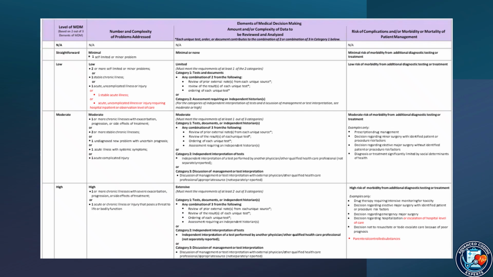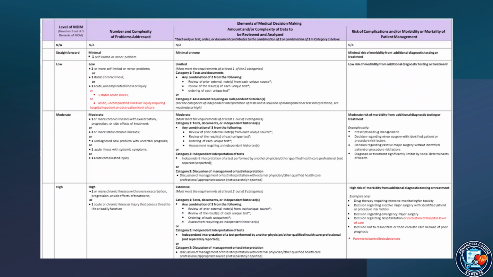Here's the actual MDM table that is used to determine all levels of evaluation and management. On this slide, we have taken everything that we've reviewed on the previous slides and put them all together into one. Here you can see how the buckets are divided up in each column and row. Let's review how to read the data section.